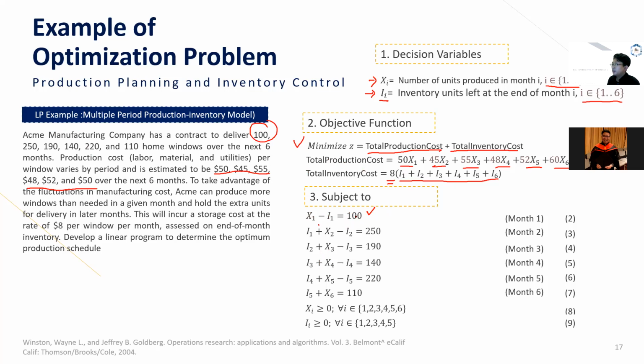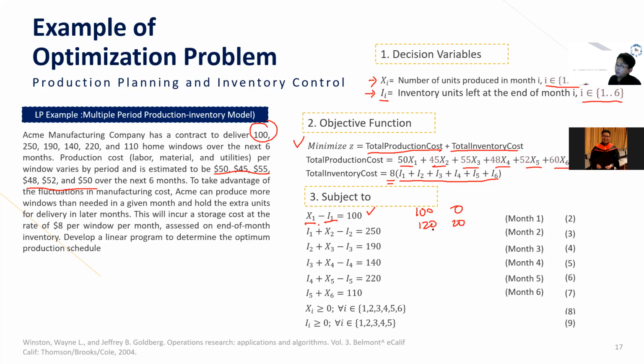So the formulation for the first month demand is total number of product produced in the first month, X1, minus the product that you consider as inventory in that particular month. It means that for X1, the value can be more than 100. It can be 100, and then I1 will be 0, or it can be 120 and I1 will be 20. So it's a trade-off.